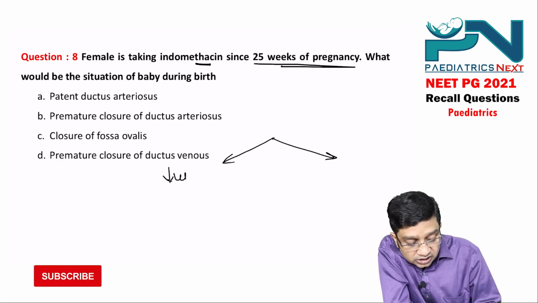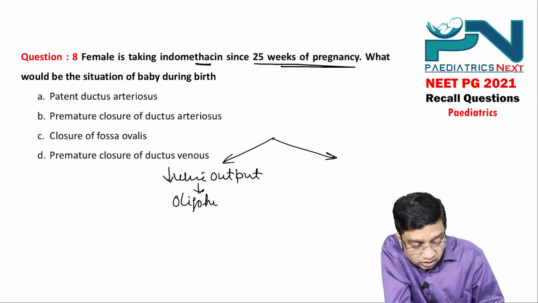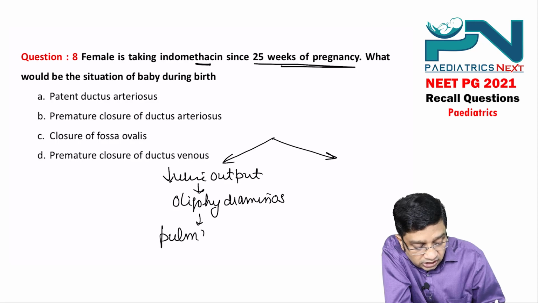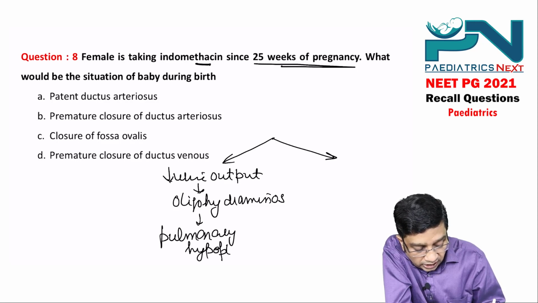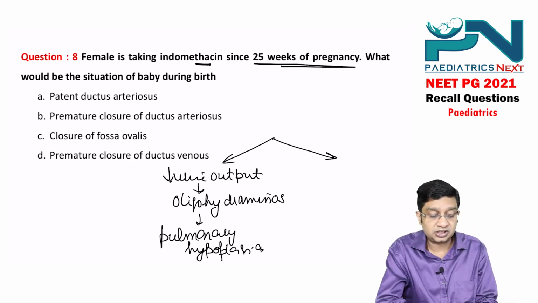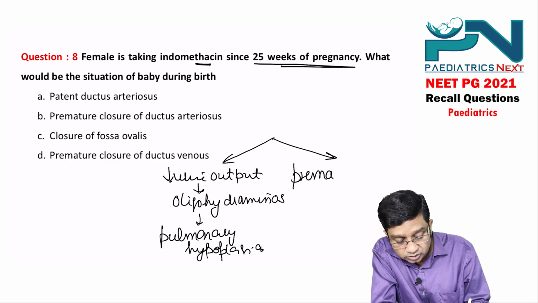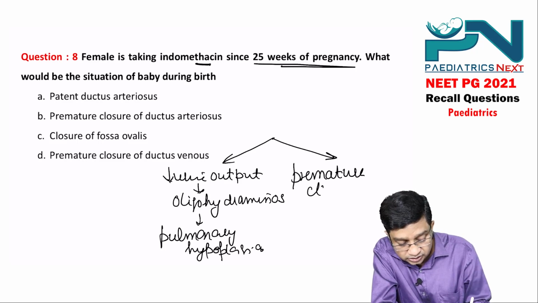One, it can cause decreased urine output. If there is decreased urine output, it can cause oligohydramnios. And if there is oligohydramnios, it can lead to the pulmonary hypoplasia. Pulmonary hypoplasia. But there is nothing which is being given to suggest that this thing is there. And second thing it can cause is the premature closure of ductus arteriosus.